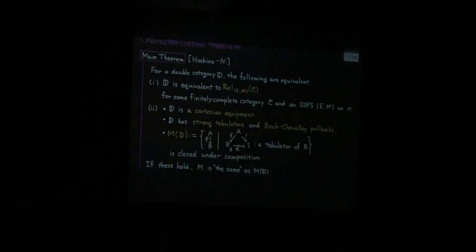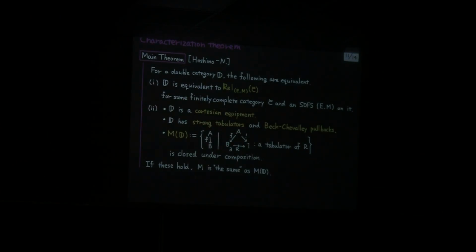Digression aside, let's move on to the main theorem of our study. This is the statement, and it says, suppose you have a double category, then the following are equivalent. The first one is the double category is equivalent to the double category of M relations. The second one is our characterization of M relations. The first statement is that the double category is Cartesian equivalent. And by Cartesian, I mean a Cartesian object in the 2-category of double categories, but you can naively think of it as double categorical finite product structure.